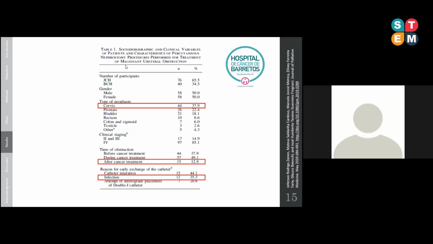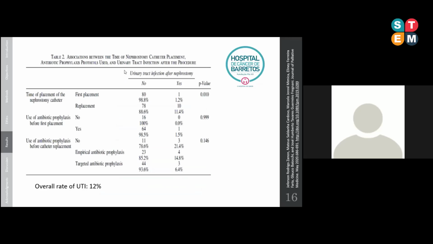And urinary tract infection was the reason for early catheter replacement, less than 3 months, in 35% of the time. I think this is the main table of this study, because it shows that the rate of urinary tract infection after catheter replacement was higher, 11%, than the first placement, 1.2%, with statistical significance.